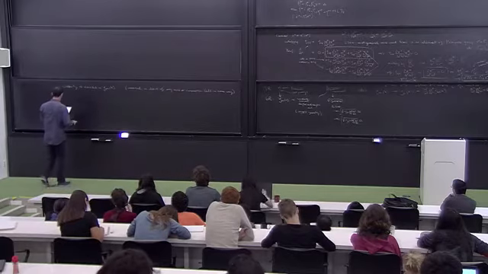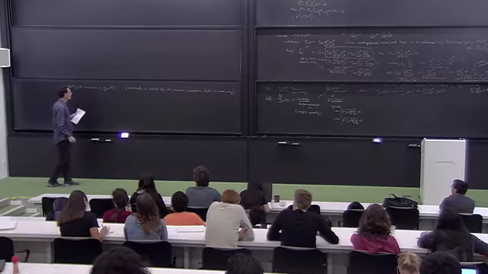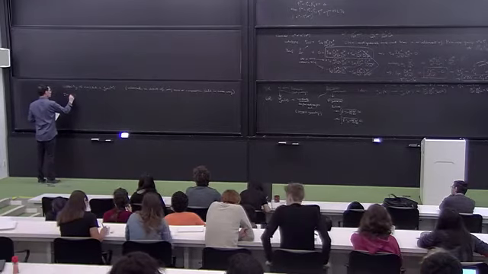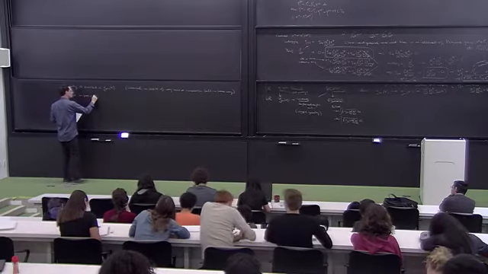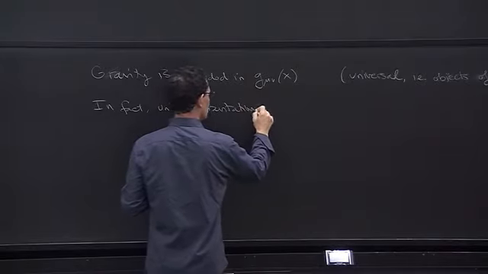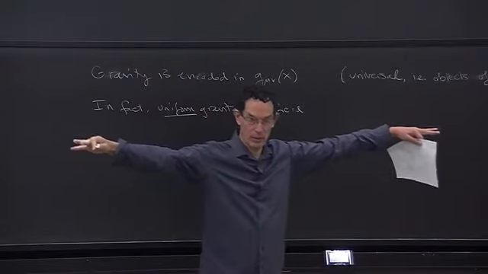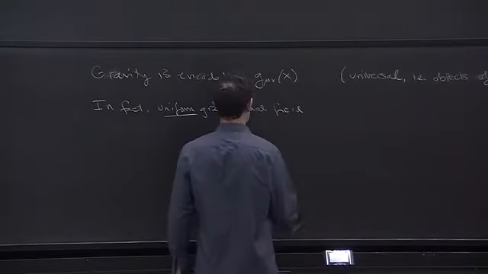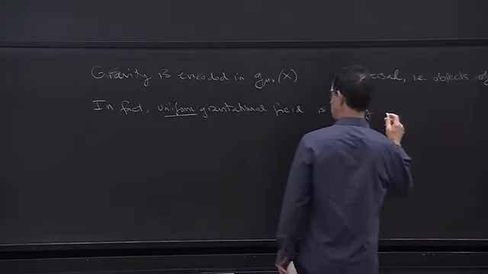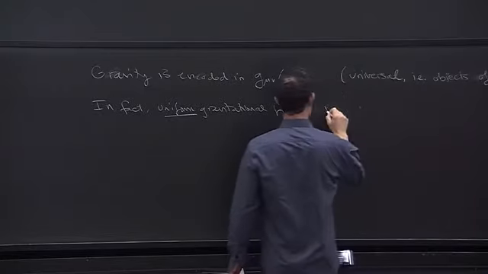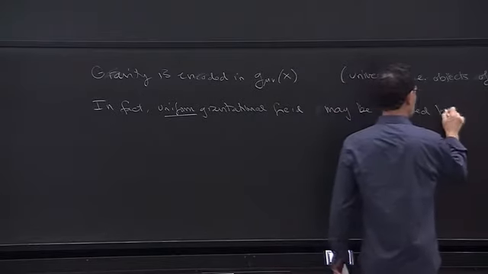Now, let me show you this in a little bit more detail. So gravity is encoded in g mu nu of x. In fact, a uniform gravitational field, by this I just mean that it's the same everywhere, is simply maybe removed by a coordinate transformation.